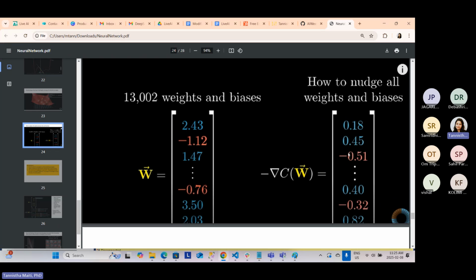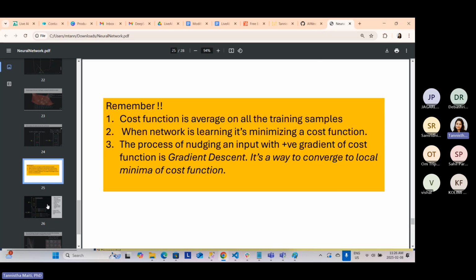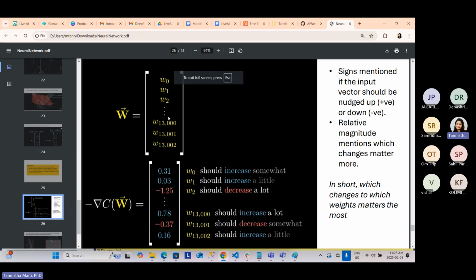So for example, minus 0.51. This value over here is quite a large negative value, if I'm thinking of my values between -1 and 1, and I need to be careful about tuning this value. It's contributing a lot to my tuned parameters, my tuned weights and biases. So this should increase somewhat.